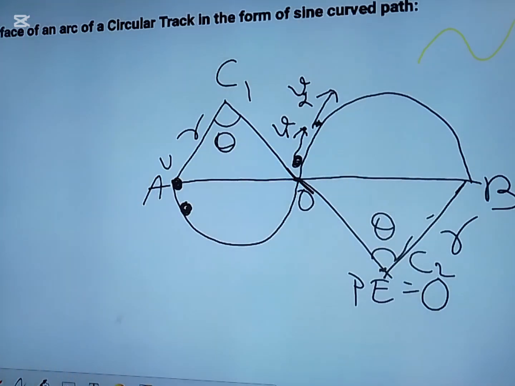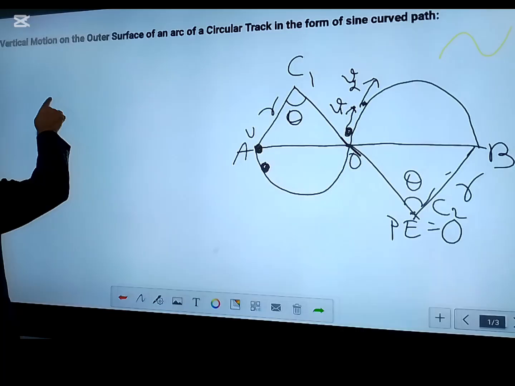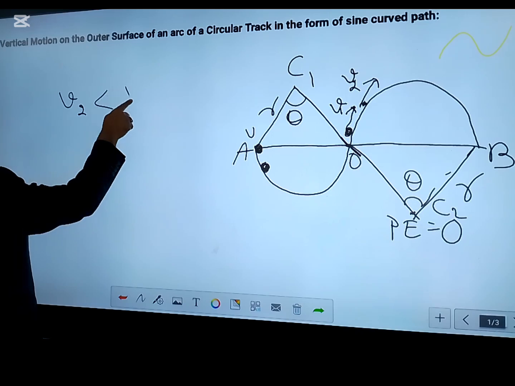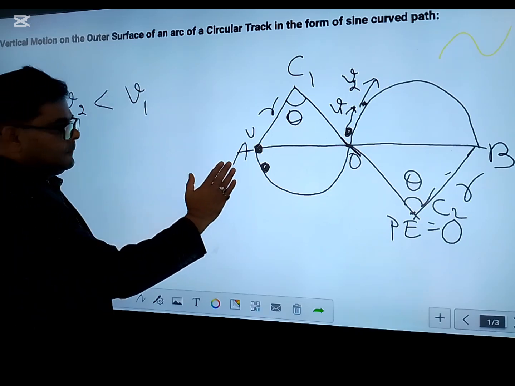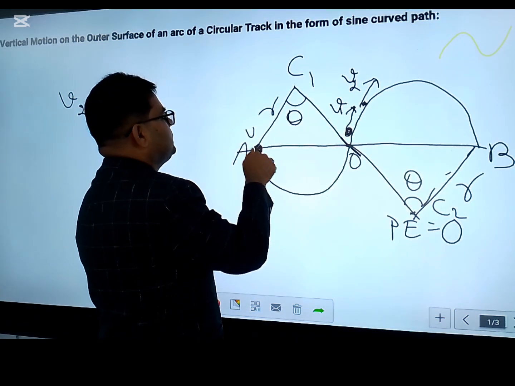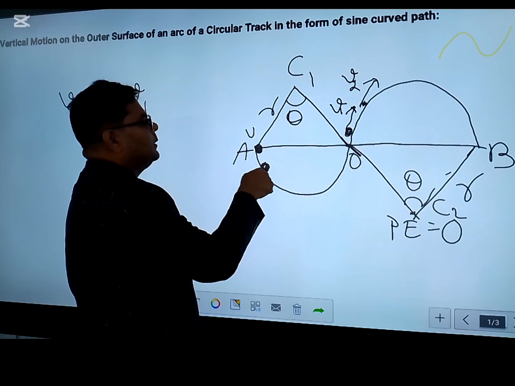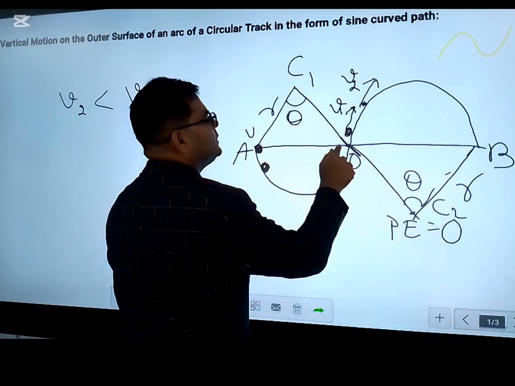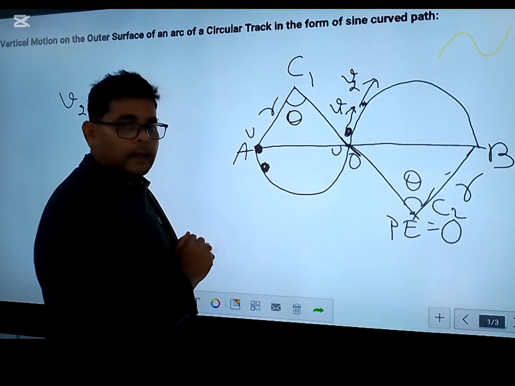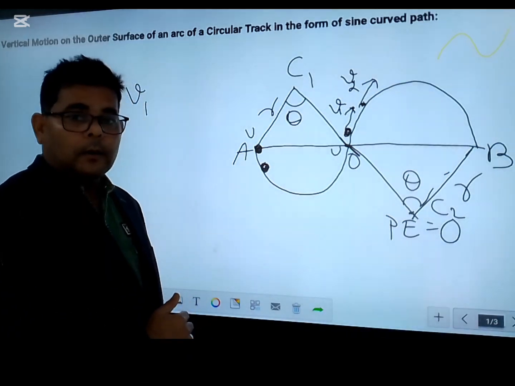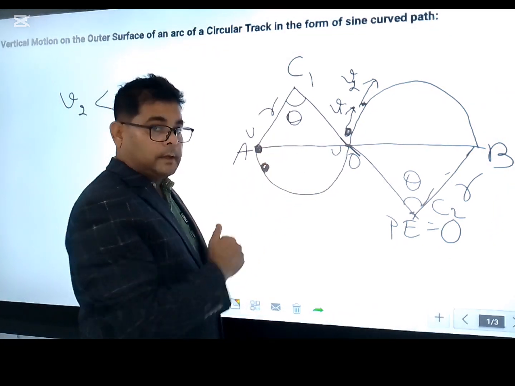At this point, you can see clearly that V2 is less than V1 because there is no external force, just the speed provided to this object. You see that they are at the same level, so the speed at this point and this point will be the same. We'll see that very soon using the law of conservation of energy in this case.